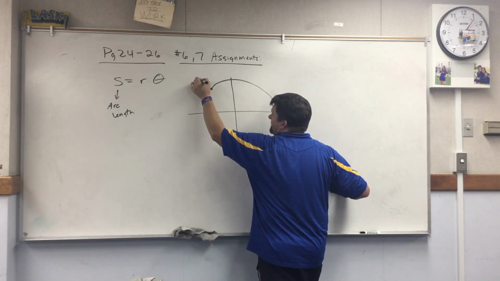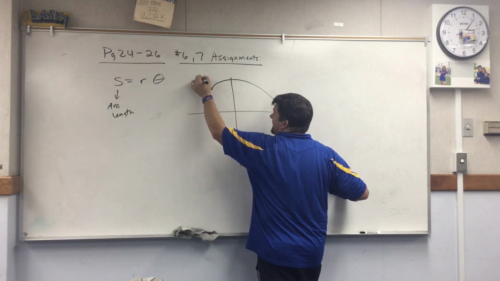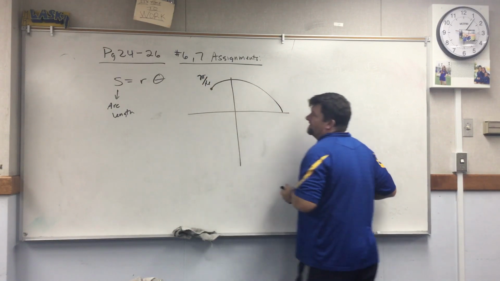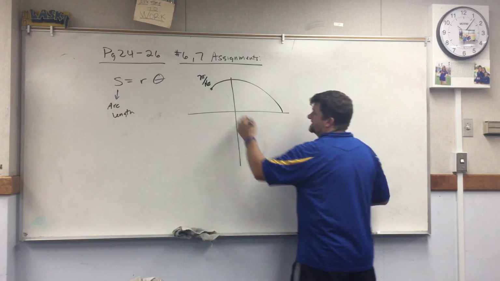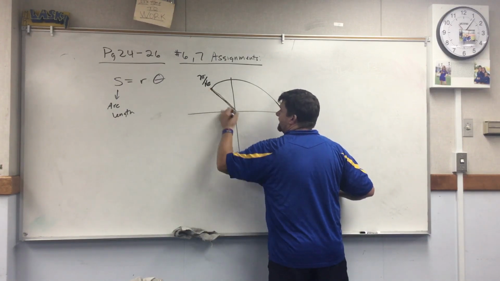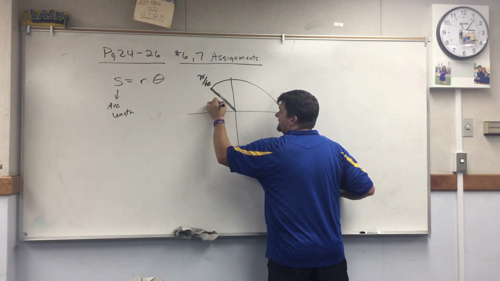I can't think. My brain's going dead. 7 pi over 16. I'll make some weird number up here. 7 pi over 16. That's a 16. Sorry, guys. 7 pi over 16. But the radius is 12.